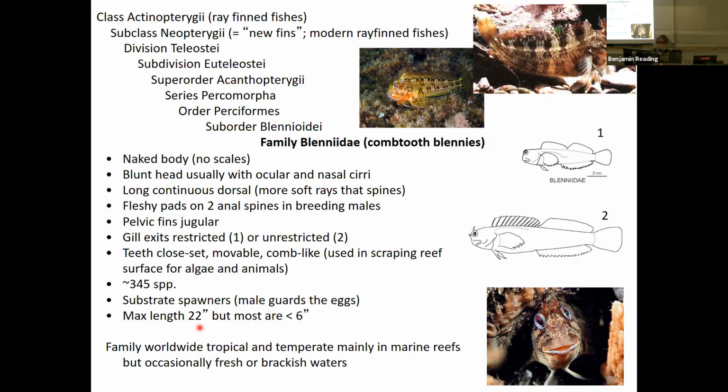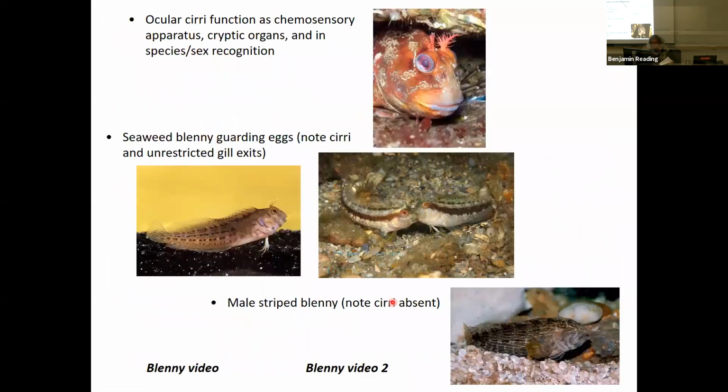Max length, 22 inches, so less than 2 feet, but most are 6 inches or less. So they're a small kind of fish. Family, worldwide tropic distribution and also temperate, mainly in marine coral reefs. Occasionally, you'll find them in freshwater or brackish water, but mostly marine, oftentimes tropical, and really they're associated with coral reefs.